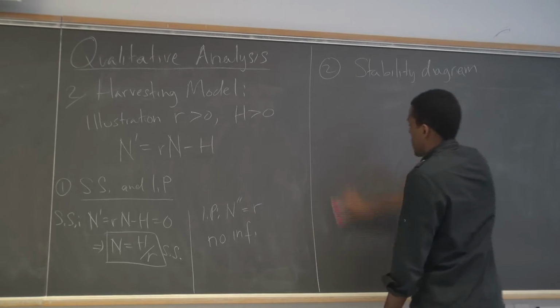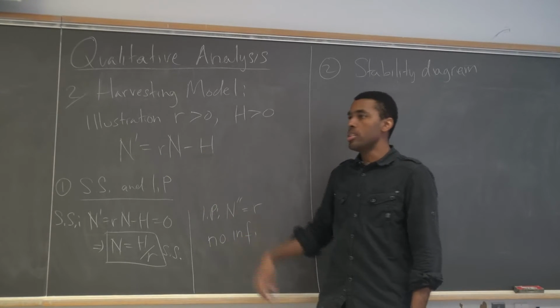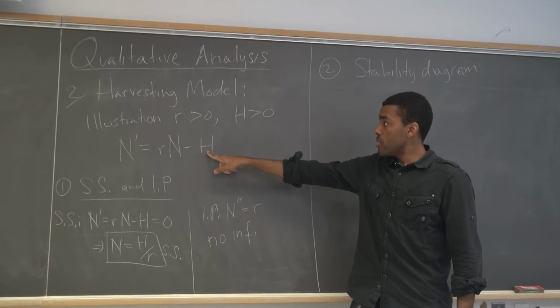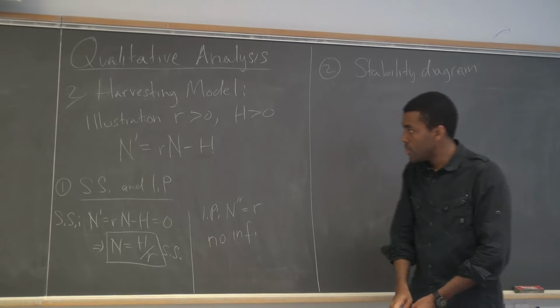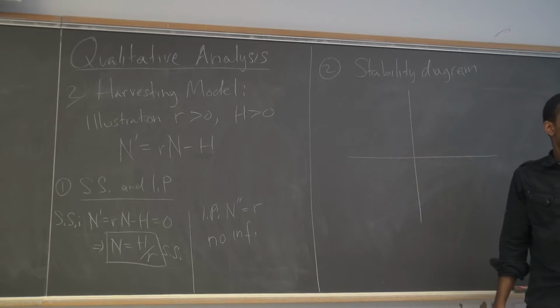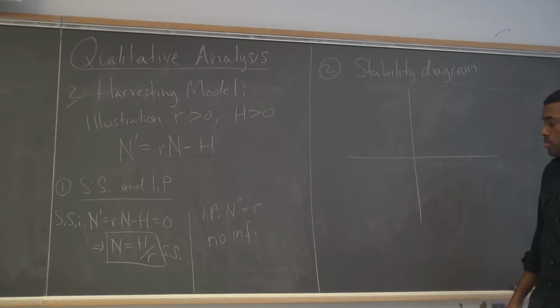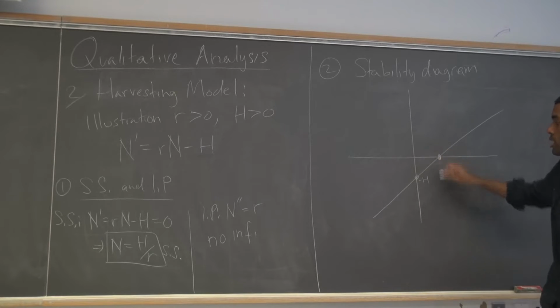How would the stability diagram look? It's like y equals mx plus b. Your b is negative because your H is positive, and you're subtracting a positive number. The slope is positive. What would this picture look like? A line going up, passing through the negative side of the y-axis. In fact, it's passing through minus H. What does it pass through here? H over R, because that's what we solved for the steady states.